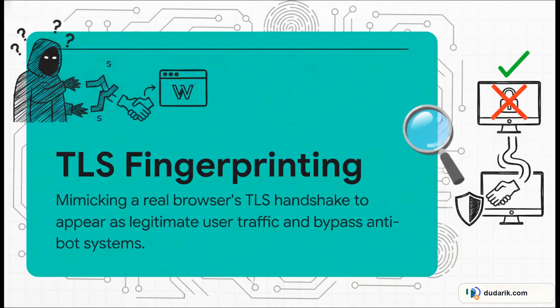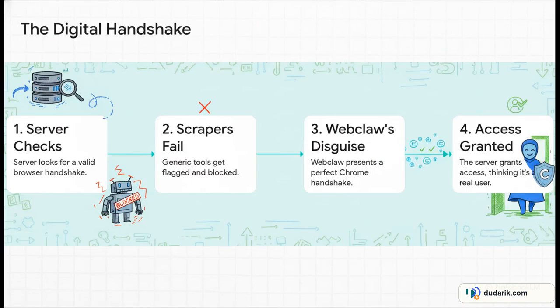The best way to think about it is like a digital disguise. Whenever your computer connects to a secure website, it does this little digital handshake to introduce itself. Well, anti-bot systems are now experts at spotting the weak, robotic handshake of a script versus the firm, confident handshake of a real browser. Webclaw's trick is that it's been trained to perfectly mimic the handshake of a real Chrome browser.